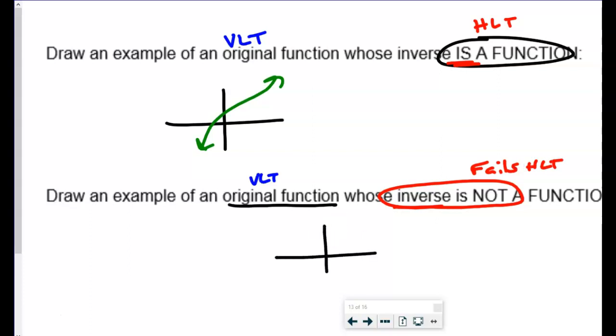And we already had one of those earlier. I gave you an example of a parabola. I'll make it fancy and do an upside down parabola this time. This is a function. It passes the vertical line test, but it would fail the horizontal line test. So therefore its inverse is not a function.